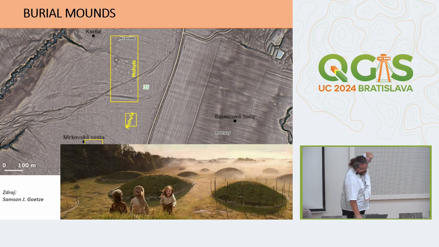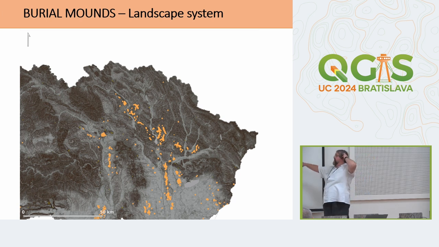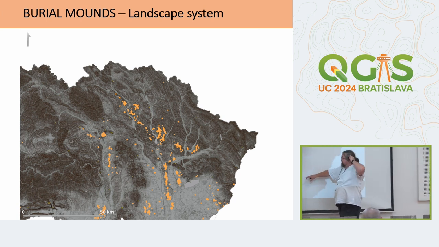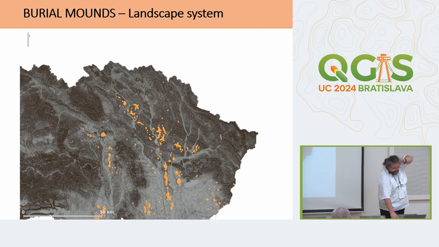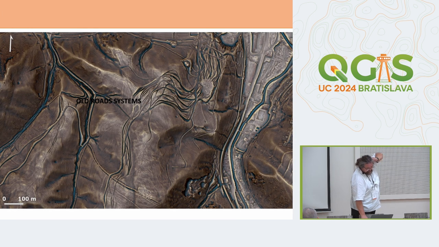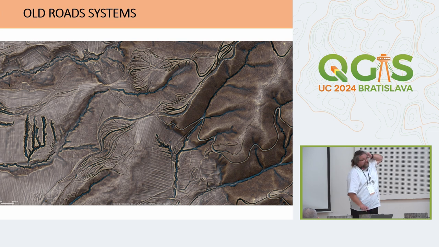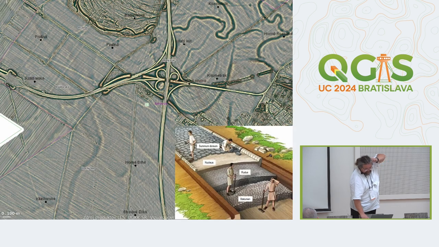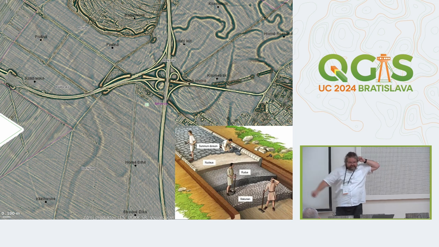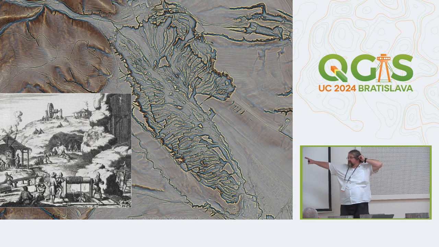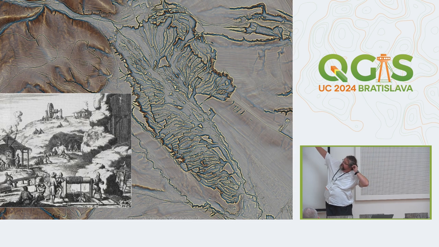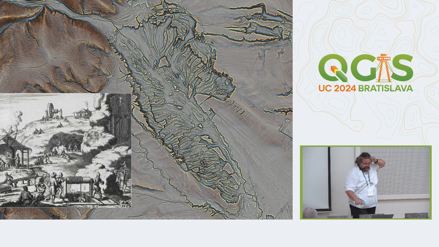These are the burial mounds. We were able to identify a system, maybe 90 kilometers long, of burial mounds in eastern Slovakia. For instance, we can also see the old road systems, and you can see now the connections between the sites, between the villages, and so on. I was pretty happy that we were able to identify the Roman roads in Slovakia in LIDAR. And a lot of other things like mining areas. This is a site maybe 2 kilometers in diameter for the mining of gold, a few thousand years old.